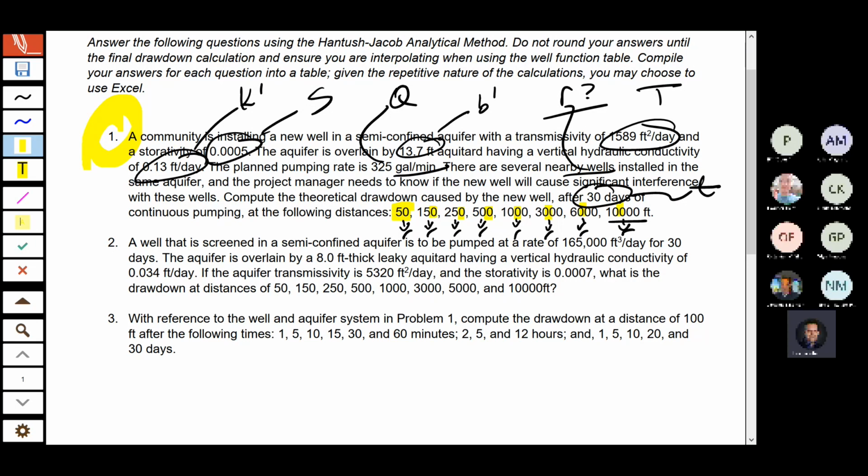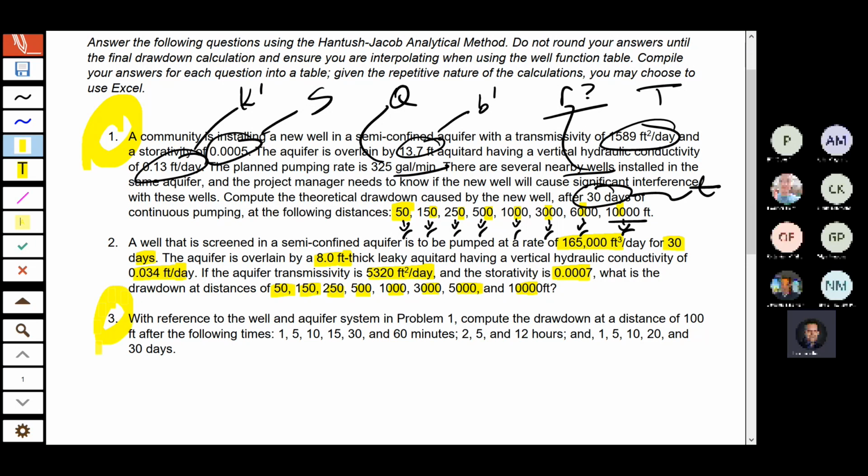And then just changing around the variables a little bit. A well that's screened in a semi-confined aquifer is pumped for 30 days. The aquifer is overlain by 8 feet of an aquitard having hydraulic conductivity. If the aquifer transmissivity is T and the storativity is this, what is the drawdown again at other distances? It's basically the same problem, kind of, with different variables and whatnot.